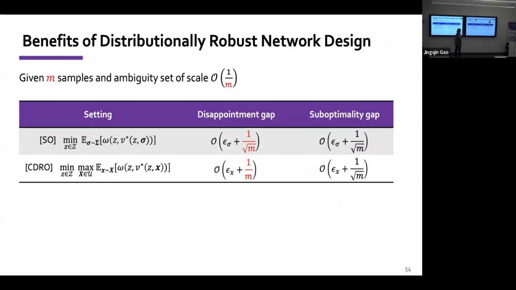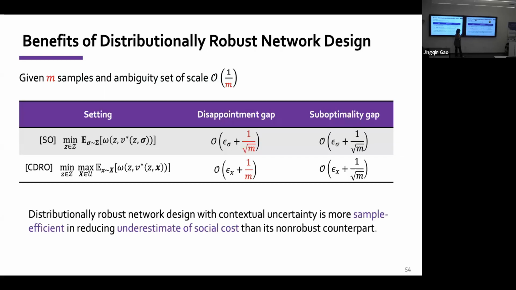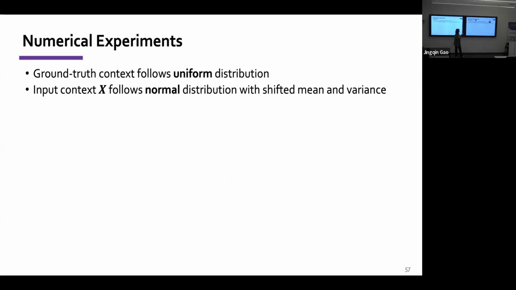Actually, we show that under some additional technical assumptions, this distributionally robust approach is more sample efficient in reducing the underestimate in social costs when there is a distributional change between what we expected to be true and what we have in the calibration model. I want to show a small numerical example, and we are currently working on a large-scale example. Here we assume that the ground truth context follows a uniform distribution, but we are making an imperfect prediction. We assume the predicted context follows a normal distribution with shifted mean and variance.